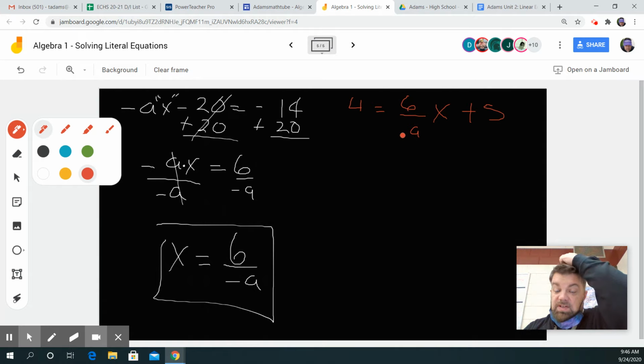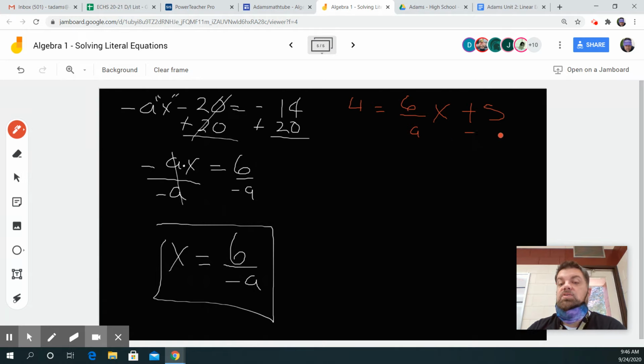Now, the problem with this one is that we have a on the bottom. At some point, we've got to bring that up to the top. But the first thing I'm going to do is subtract 5 from both sides. Okay? This becomes negative 1 is equal to 6 over a times x.